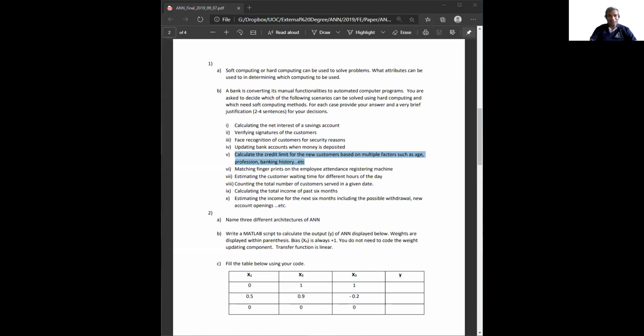I need the information as well. I need to justify. Remember, the question says answer and write a very brief justification, at least 2 to 4 sentences for your decision. Now, I don't want sentences, at least in bullet form. You should say why you think it's good for soft computing.